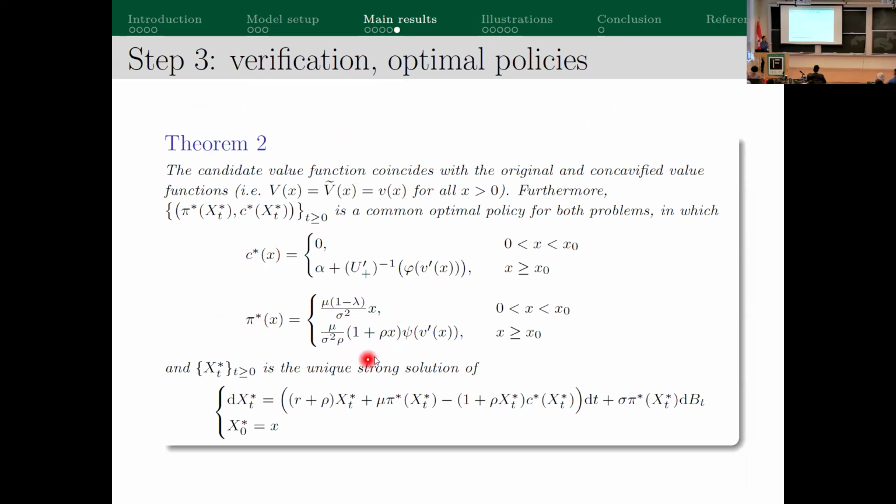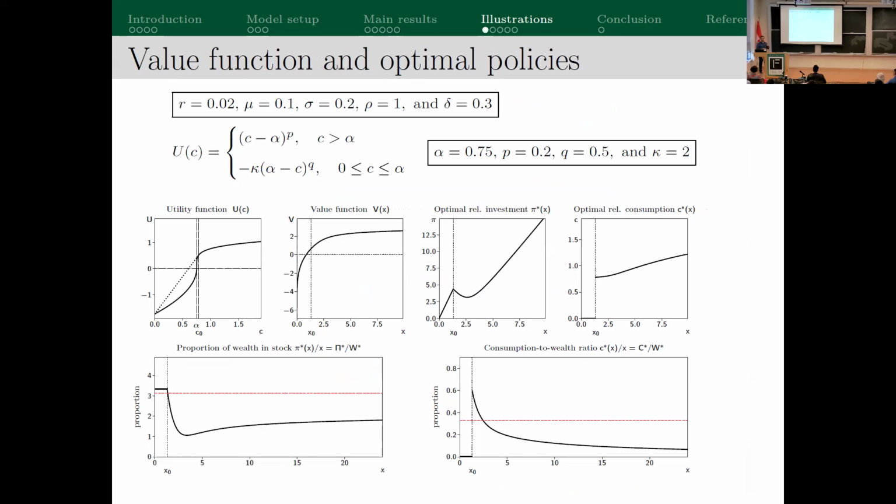Right, so essentially this is my verification theorem, another few pages of proof. So, okay, I have 12 minutes, so maybe I can do some numerical results now. Let's just see how these optimal things look.